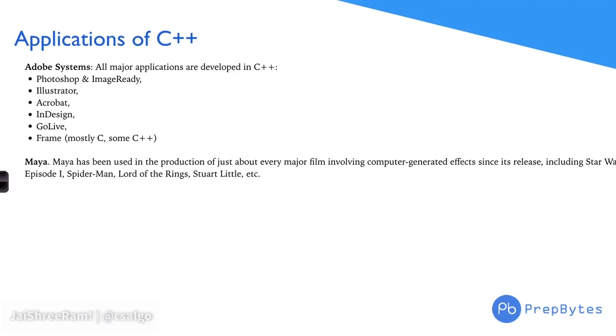So if you might not have heard, but I know when I was in college, we went for a workshop and there they were using some animation thing and Maya was being used there. So it is one of the animation software, and as you can see, Maya has been used in the production of just about every film involving computer-generated effects since its release, including Star Wars Episode 1, Spider-Man, Lord of the Rings, Stuart Little, etc. Though I have not watched much of these movies though. You must have watched anyways. So this is one of the applications.